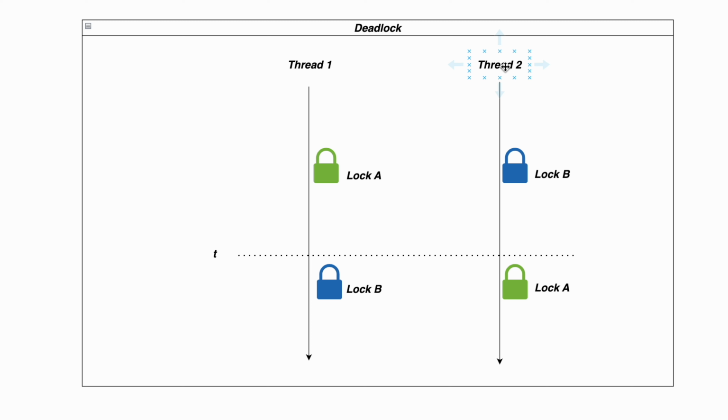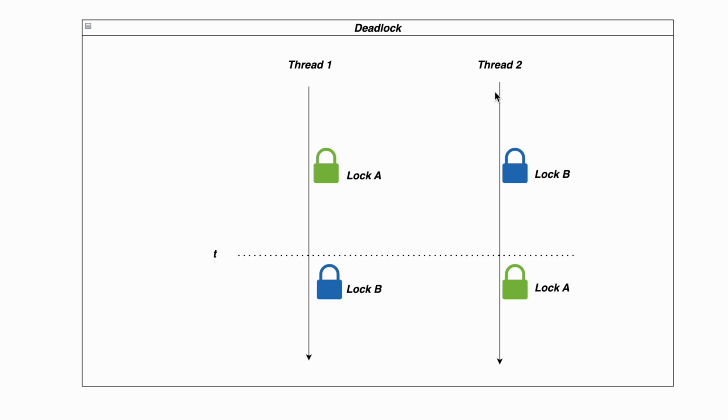This thread is going to need lock B at some point of time, and then it's going to need lock A after some time. Please note that in both the threads, both the locks need to be acquired in order for the processing to get completed. Only after the processing has been completed, both the locks A and B will be released.